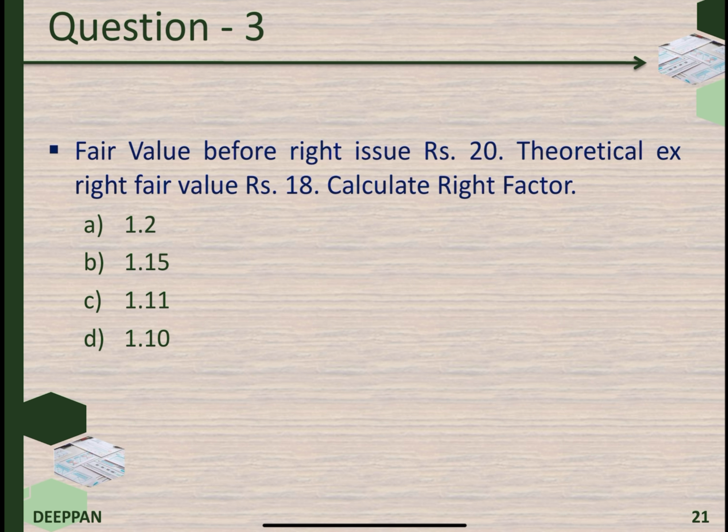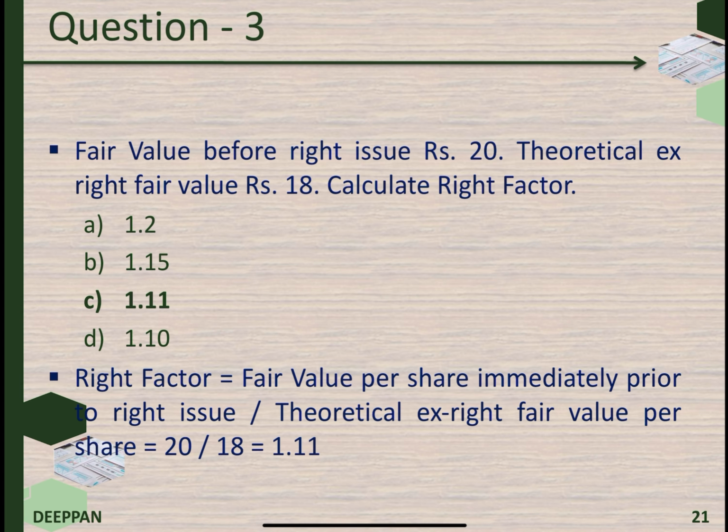Fair value before right issue rupees 20. Theoretical ex-right fair value rupees 18. Calculate right factor. 1.11. That is right factor is equal to fair value per share immediately prior to right issue divided by theoretical ex-right fair value per share. That is 20 divided by 18.